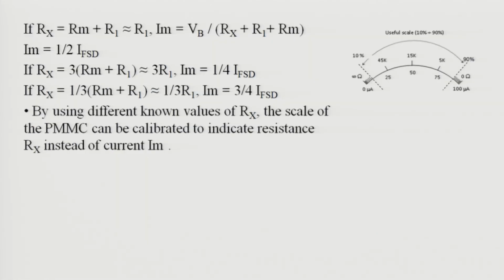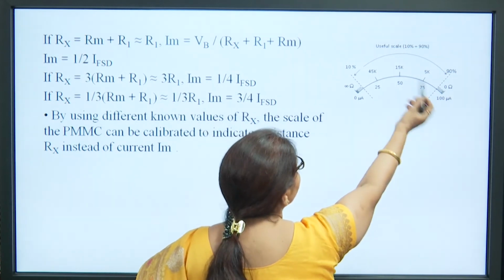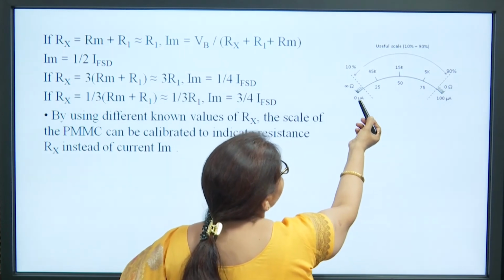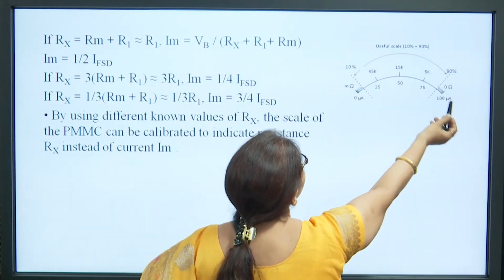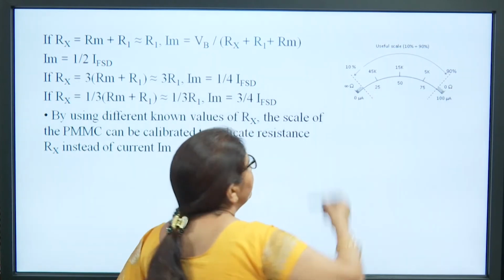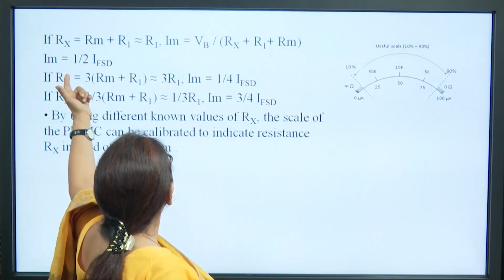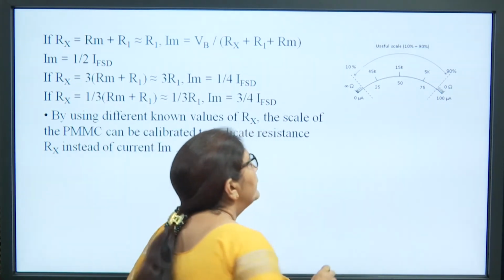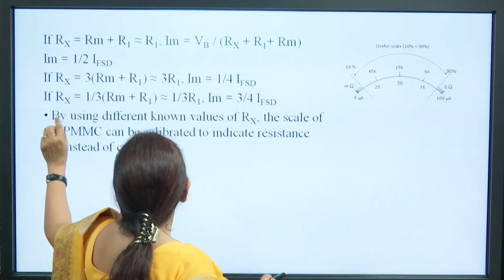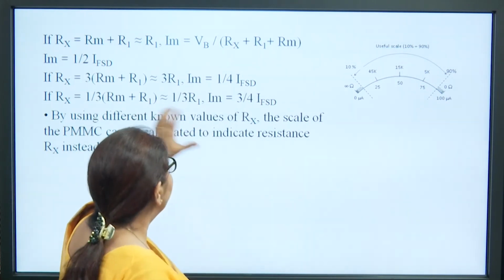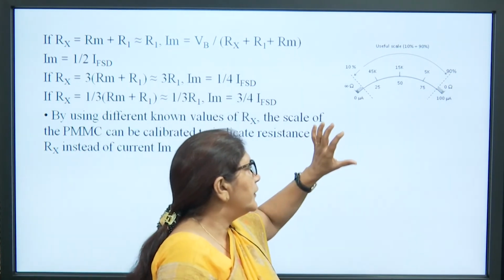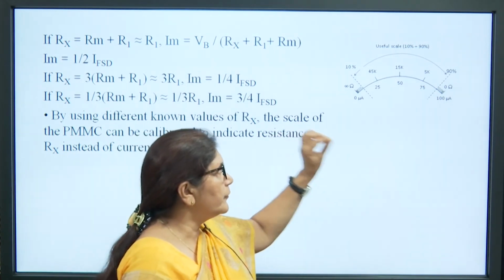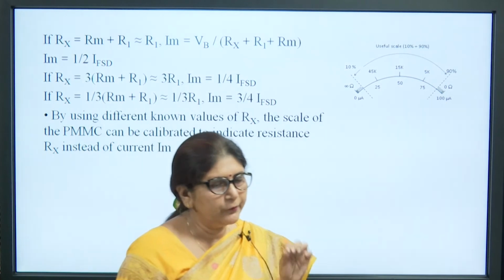Similarly, different values are taken. So, you can see the scale of the resistance here: the current meter reading is 0 to 100 microampere, and the resistance is opposite to that, 0 ohm to infinite ohm. Similarly, if Im is equal to half full scale, we have to find the value of the middle of the resistance scale. By putting in different values of Rx, we can find the different values of the scale. We can place those values on the scale, and by that we can measure the value of resistance.